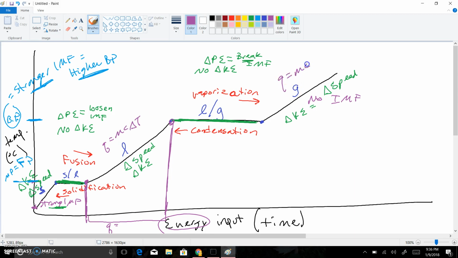Q equals mc delta T happens at all the slant parts. So if you took water and you heated it up and it was still water, then you're looking at mc delta T to calculate that, what we've already done before.